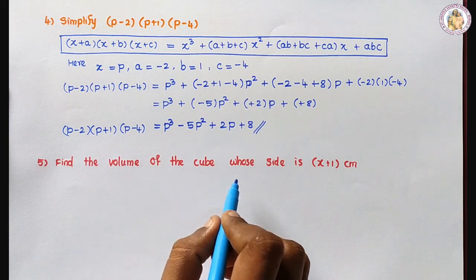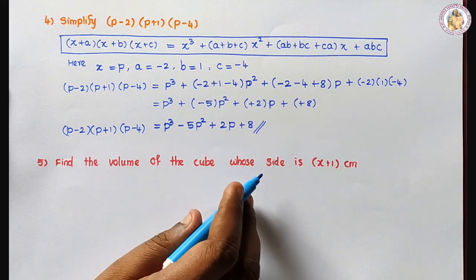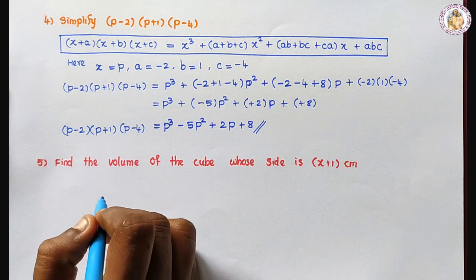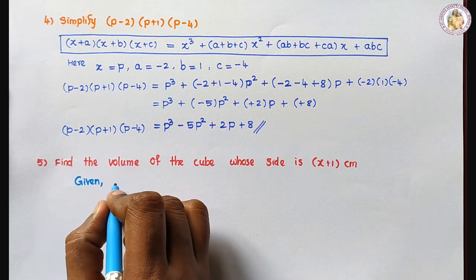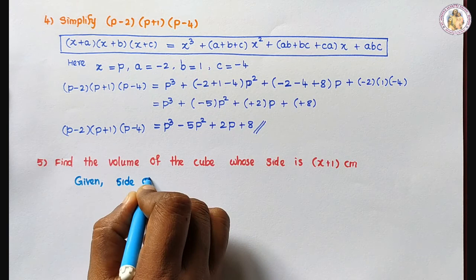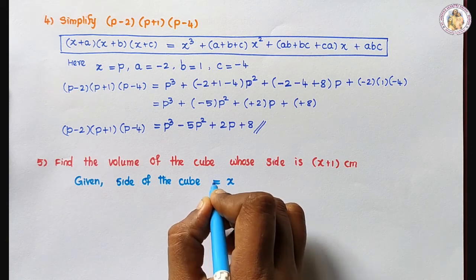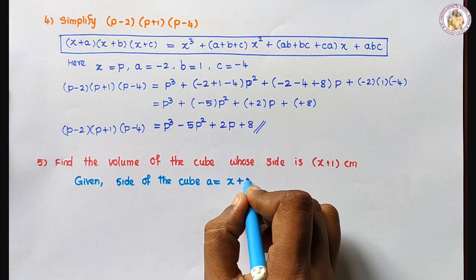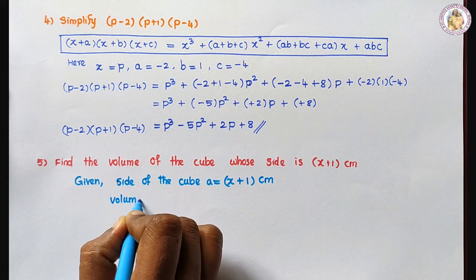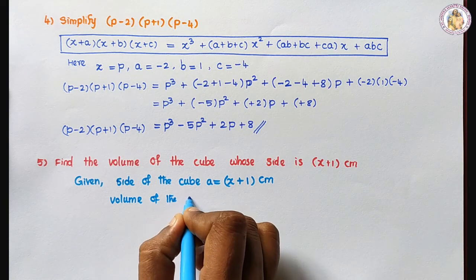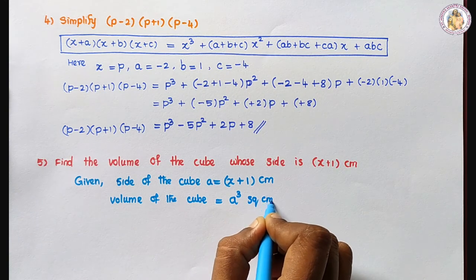Find the volume of the cube whose side is x plus 1 centimeter. They have given the side of the cube, x plus 1 centimeter. We have to find out the volume of the cube. So given side of the cube, a equal to x plus 1 centimeter. Now volume of the cube equal to a cube, that is the formula.